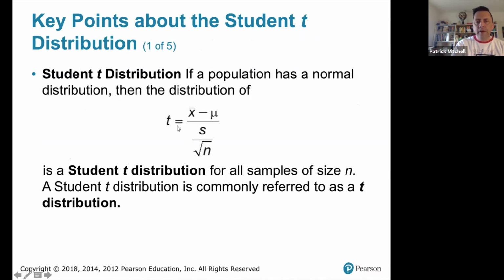Okay. That is another random variable, and the distribution of that random variable is called a student t distribution for all samples of size n. A student t distribution is commonly referred to as just a t distribution. So that's probably how you'll hear me talk about it from now on.